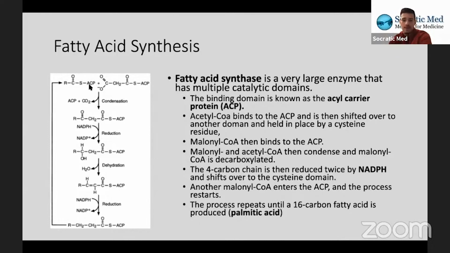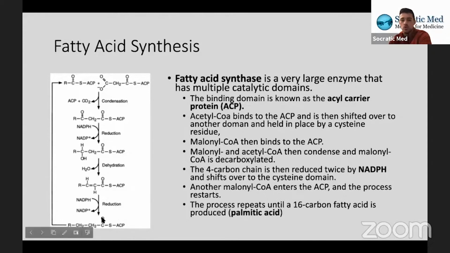And this is the schematic that I put to the left. ACP, CO2, we're removing carbon dioxide. We're going to condense the acetyl-CoA and the malonyl-CoA. And then we have these two reductions with the NADPH. So it's going to reduce. There's another dehydration reaction in between. It's going to reduce. And then this is our product.